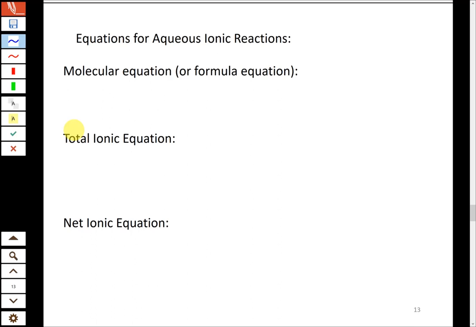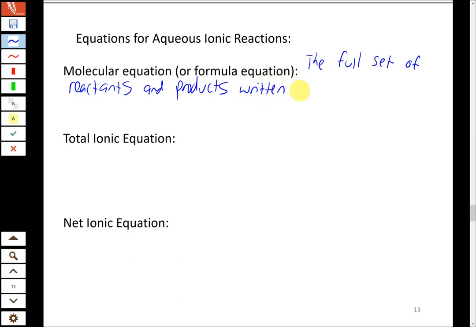So the molecular or formula equation is the full set of reactants and products. And this is probably the most common way of writing it out. Where it's going to look like a typical chemical equation. There's really nothing different about that. So in a molecular equation, you just write out all the reactants and products, and you write them as sort of intact ionic compounds. You don't separate the ions in a molecular equation or formula equation.